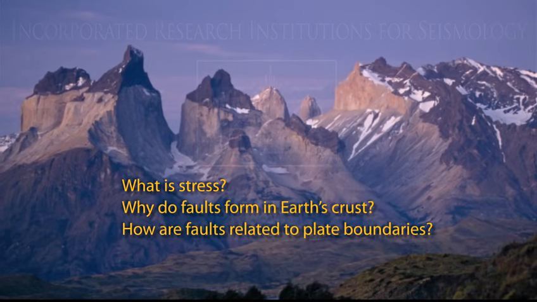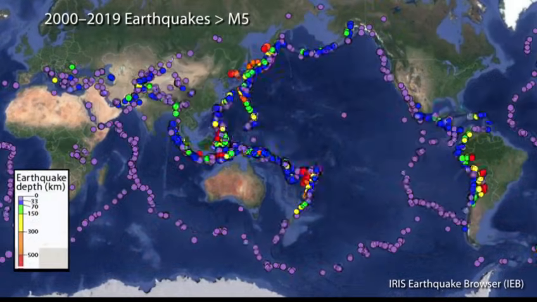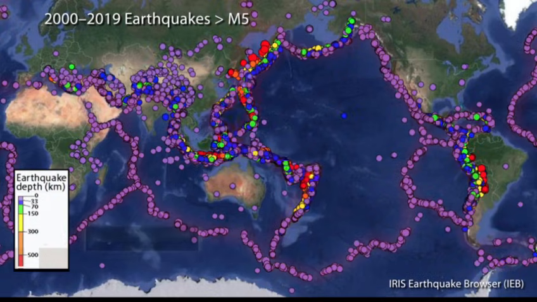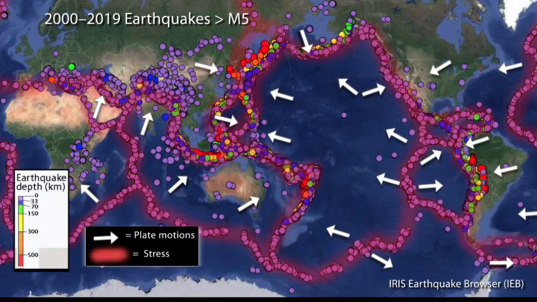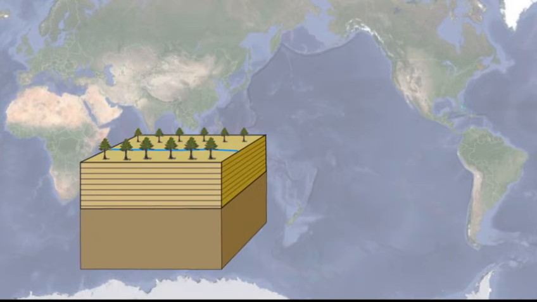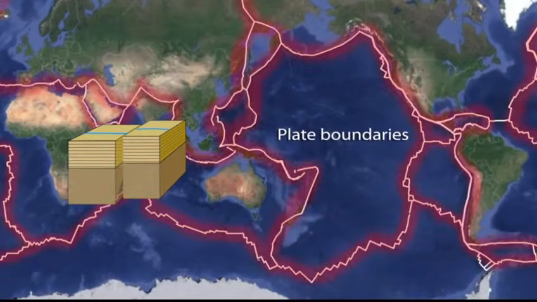The dramatic mountains and valleys of Earth's landscape, as well as the continuous occurrence of global earthquakes, provide evidence that Earth's thin, brittle outer shell of rock is under a constant state of stress. Let's explore how this stress impacts the formation of small local faults and broader tectonic plate boundaries.